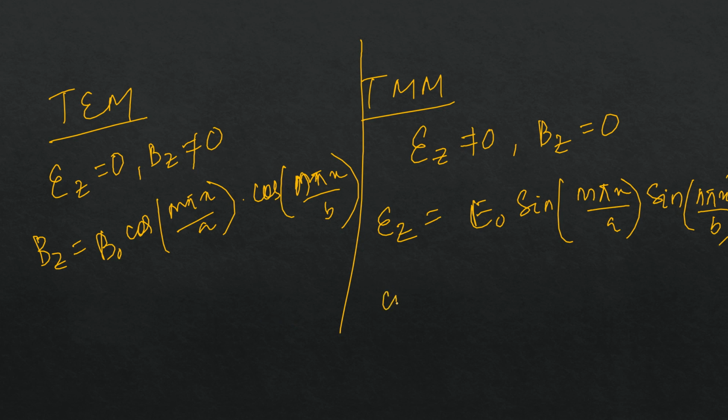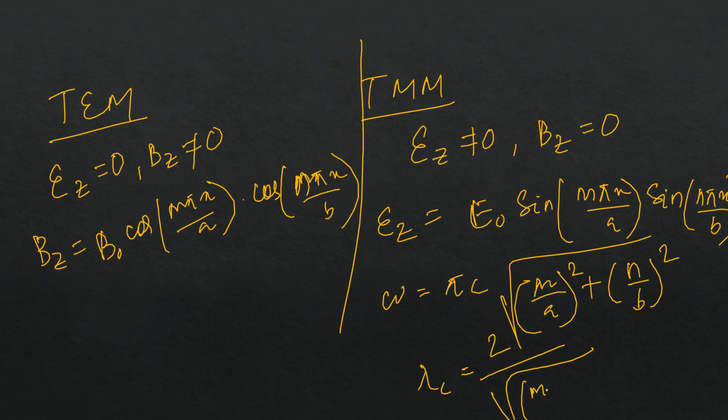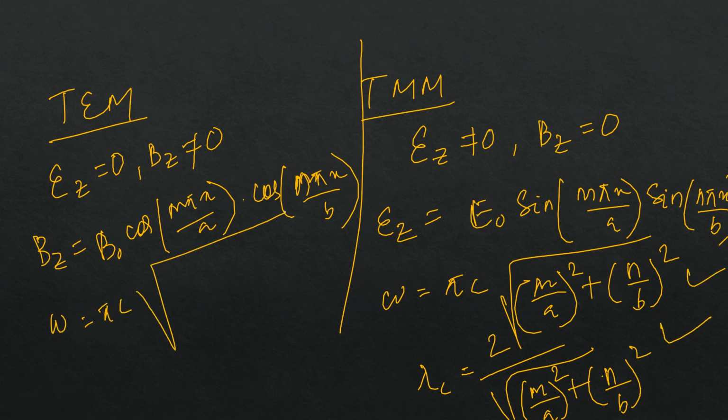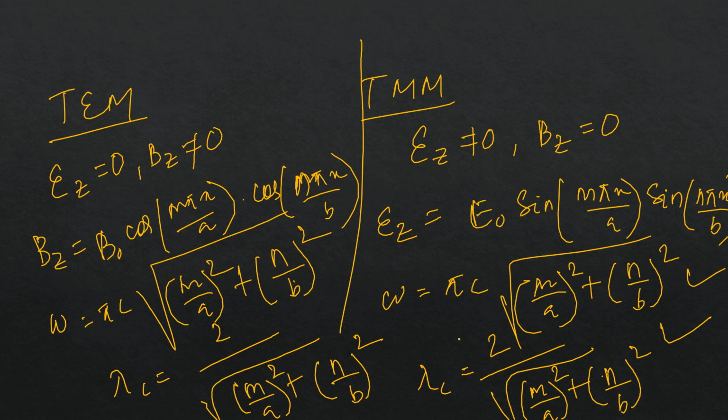Now in TM also, omega will be pi c root over (m by a)^2 plus (n by b)^2. Lambda c will be 2 by root over (m by a)^2 plus (n by b)^2, which is the same as TE also. Omega is pi c root over (m by a)^2 plus (n by b)^2, and lambda c is equal to 2 by root over (m by a)^2 plus (n by b)^2. Right?